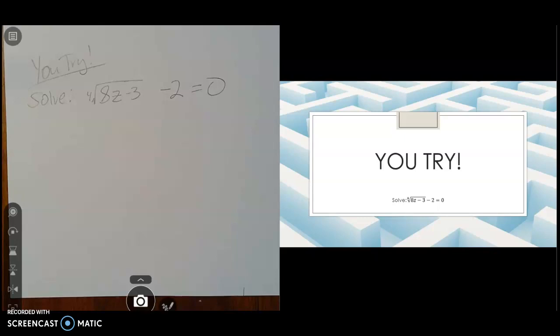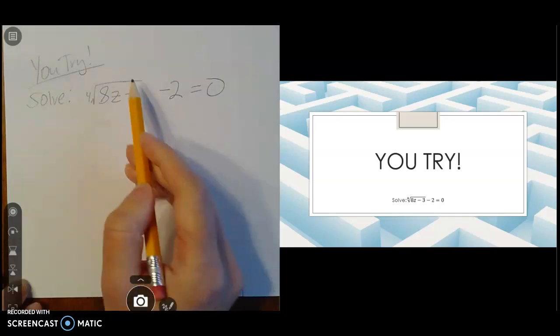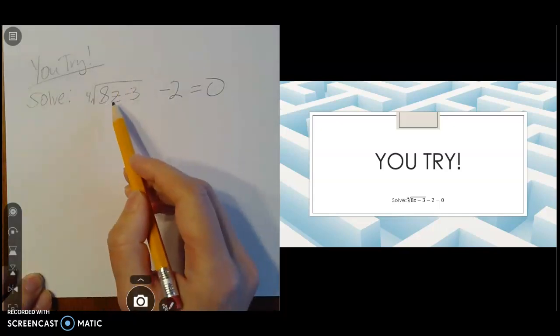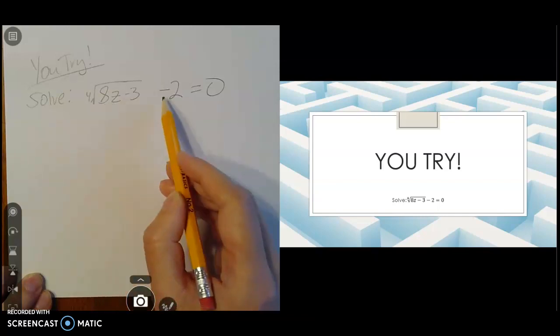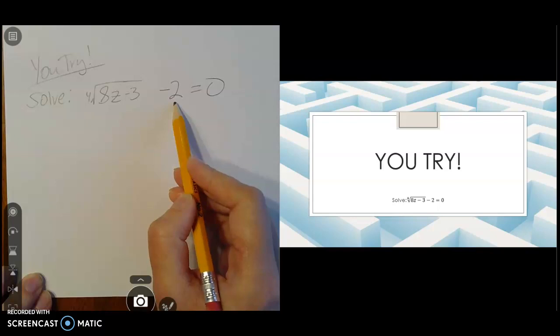Hi, you all just finished a U-Try where you got to solve a radical equation. So let's see how this one went. The first thing we should be doing whenever we see a radical equation is getting that radical by itself first. We've got the fourth root of 8z minus 2, but then we have this minus 2 outside of the radical on the same side equals 0.